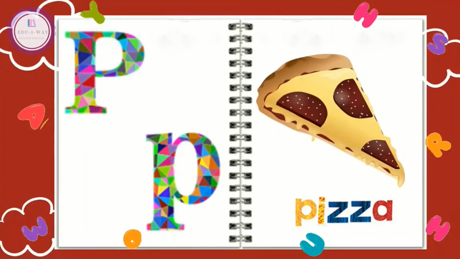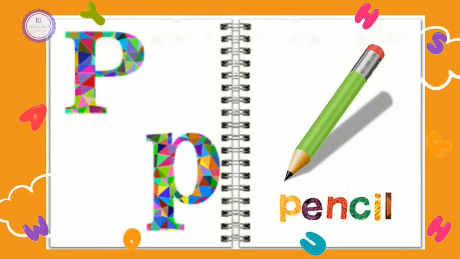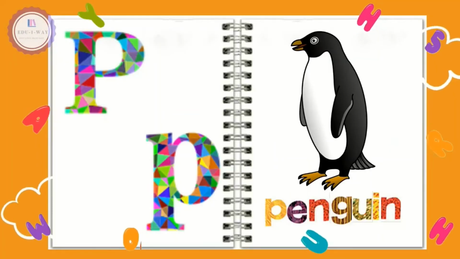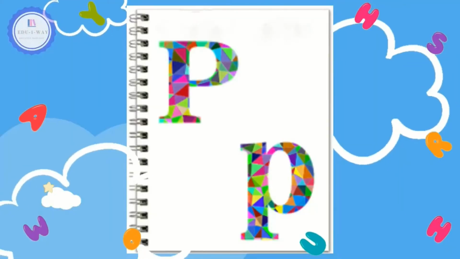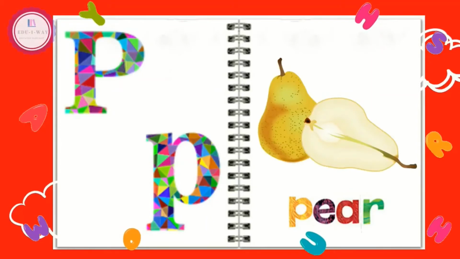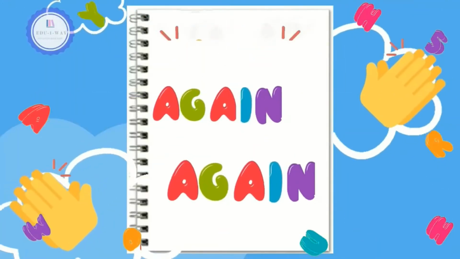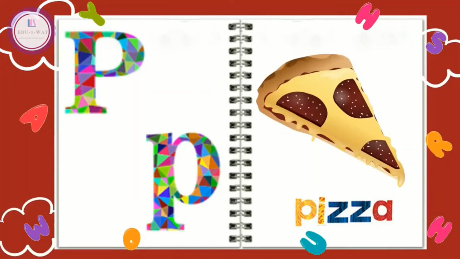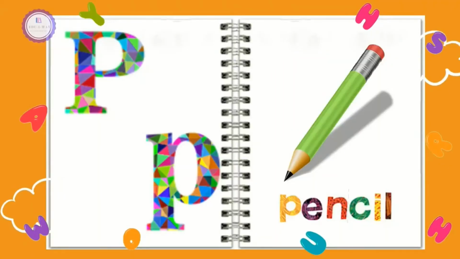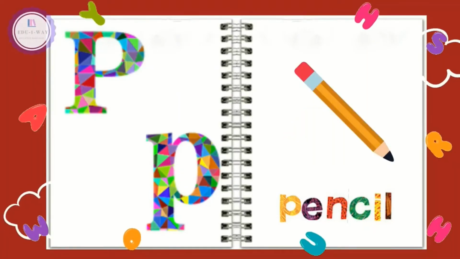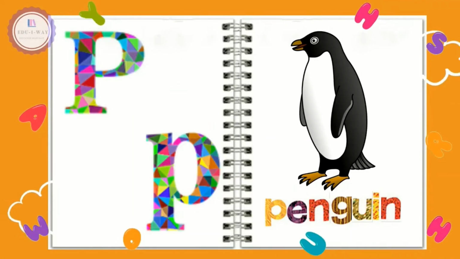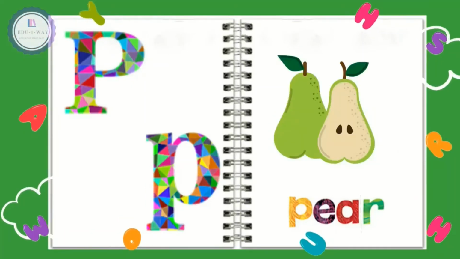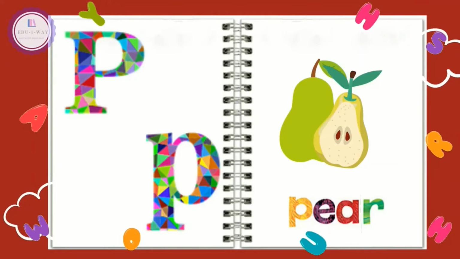Pa for pizza. Pizza, pizza, pizza. Pa for pencil. Pencil, pencil, pencil. Pa for penguin. Penguin, penguin, penguin. Pa for pear. Pear, pear, pear. Yay! Again, again! Pa for pizza. Pizza, pizza, pizza. Pa for pencil. Pencil, pencil, pencil. Pa for penguin. Penguin, penguin, penguin. Pa for pear. Pear, pear, pear. Good job!